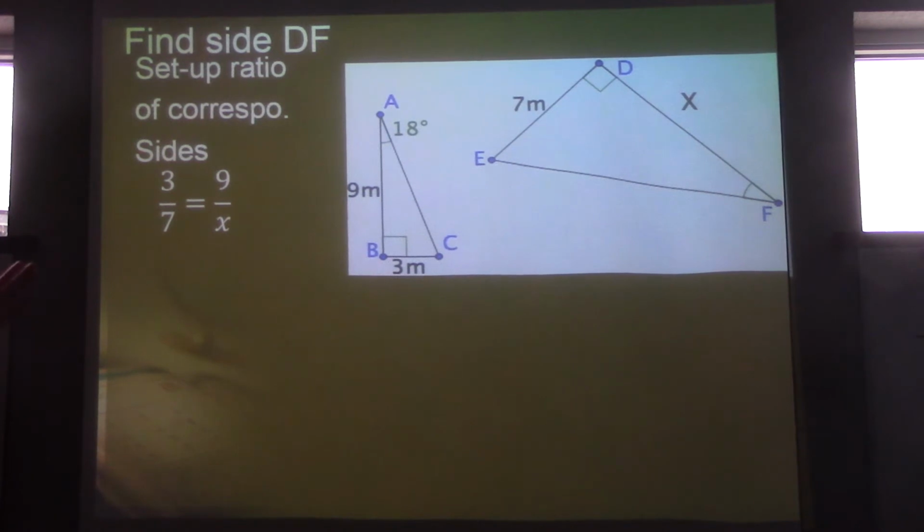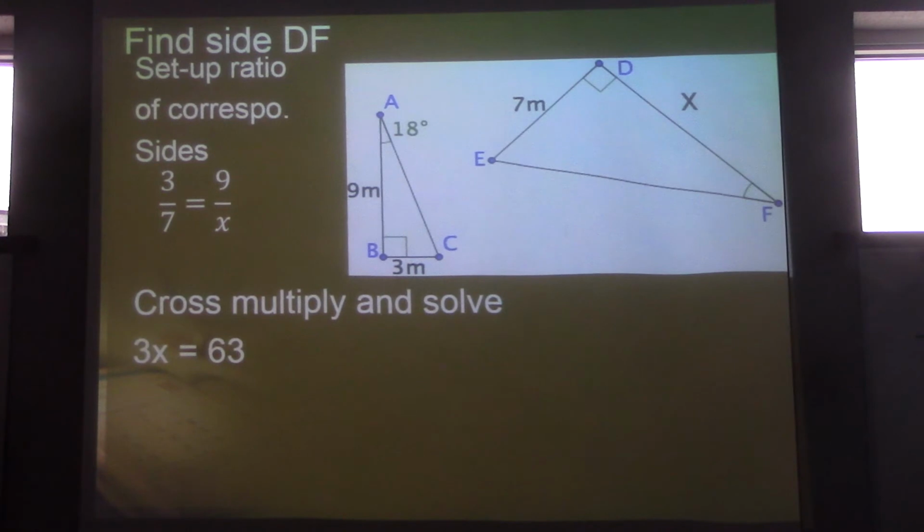So now, how do we solve the proportion? Cross multiply. 3 times x is 3x. 7 times 9 is 63. Then how do I get rid of 3? Divide by 3. So x equals 21.